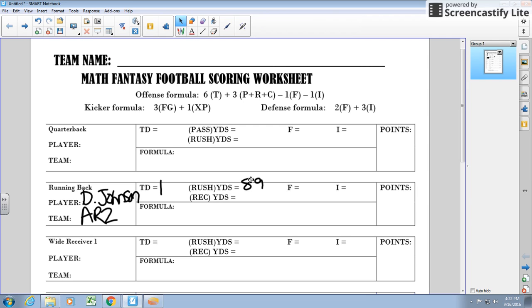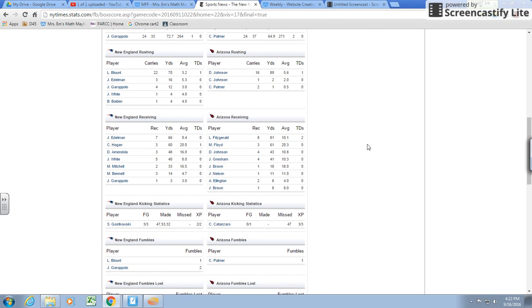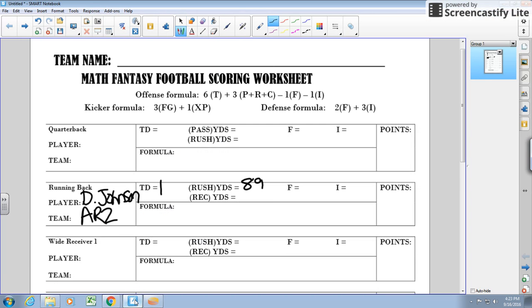Now, remember, he could be written in the wide receiver info. So I'm going to have to double check and look at that. When I do look at that, if I scroll down, I'm going to see his name right here. He did have a receiving amount. He had 43 yards. So that's huge. So since he had 43 yards, I'm going to add that in the receiving section.